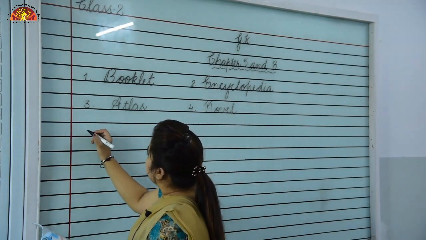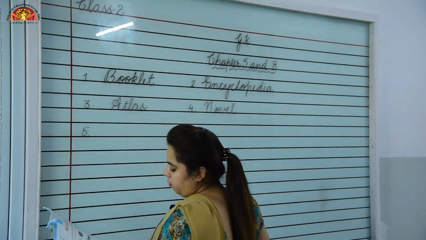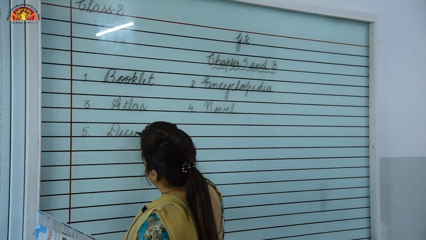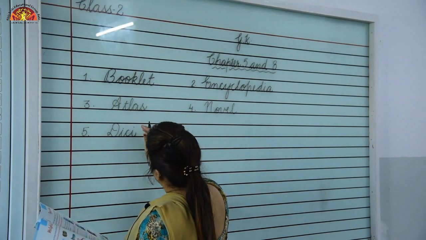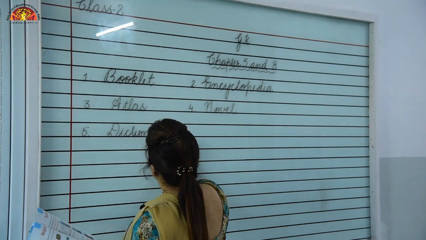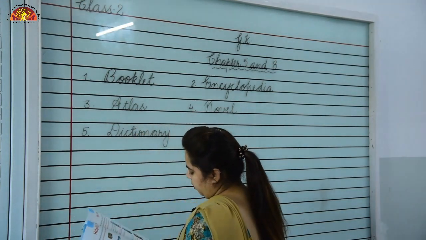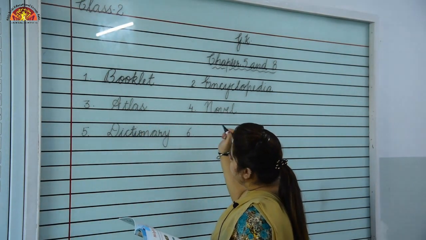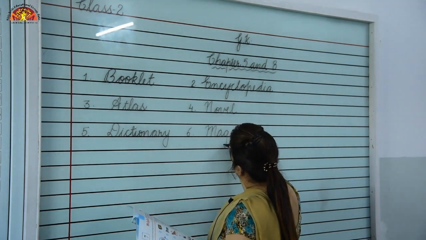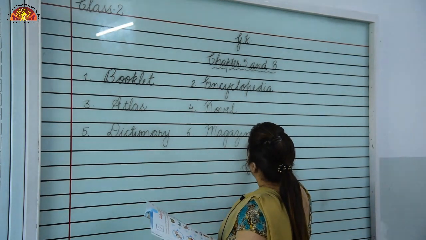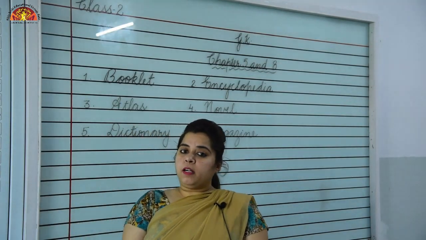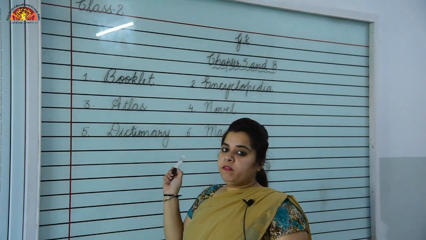N-O-V-E-L. Next, number 5, dictionary. D-I-C-T-I-O-N-A-R-Y, dictionary. Number 6, it's magazine. M-A-G-A-Z-I-N-E, magazine. Okay children, I hope you must have understood all the spellings and you have done this book work with me in a very beautiful handwriting.